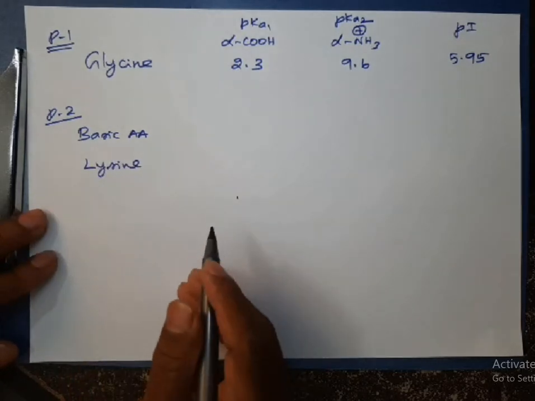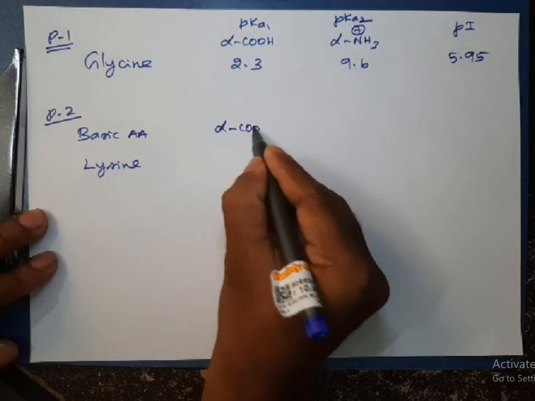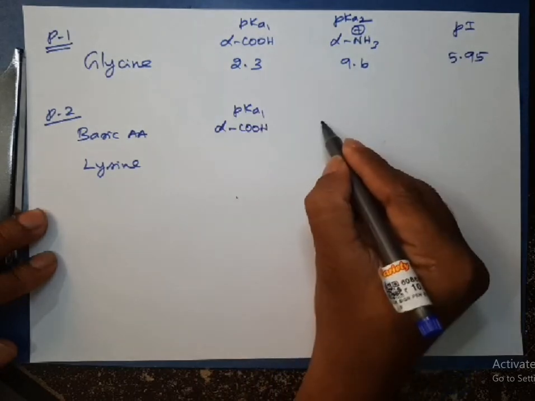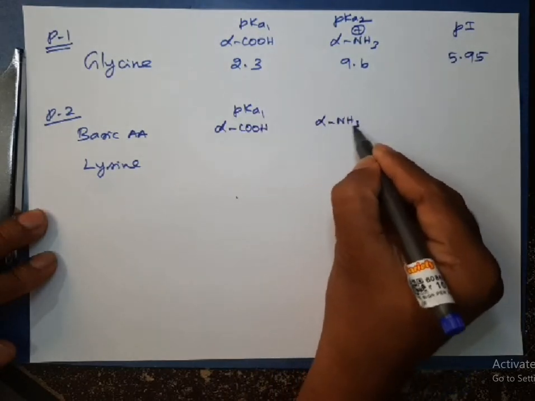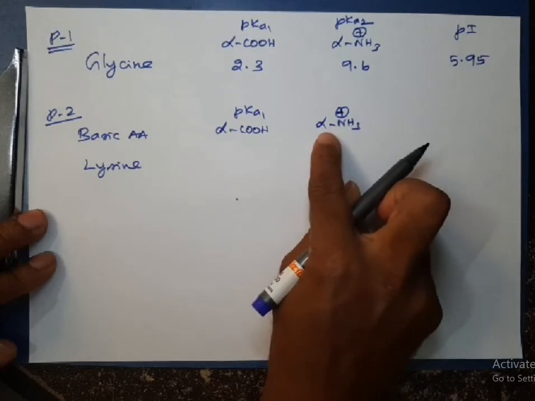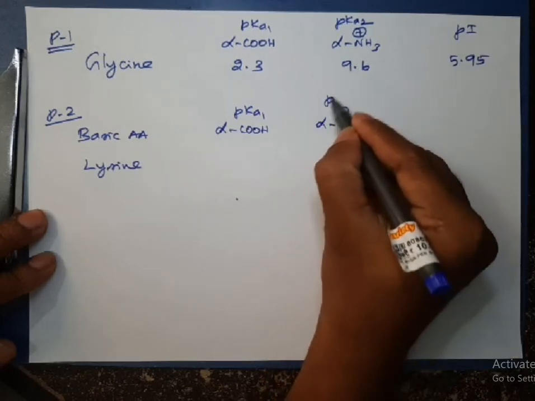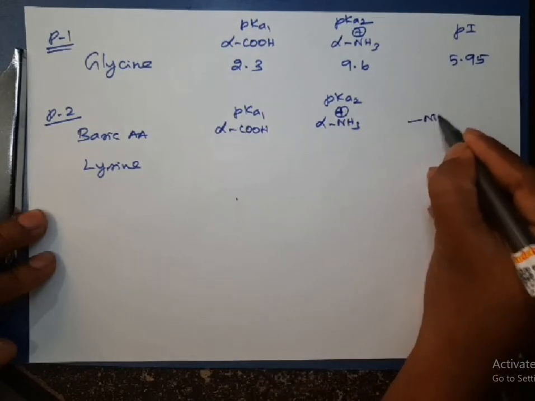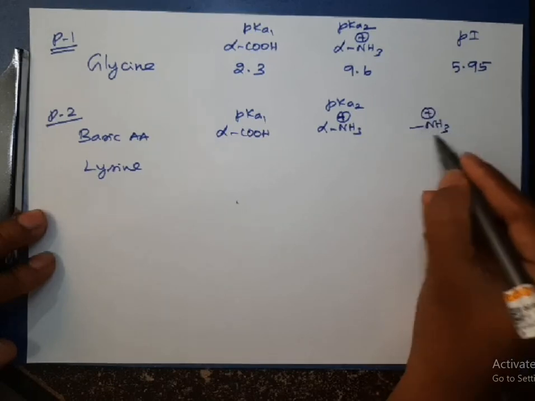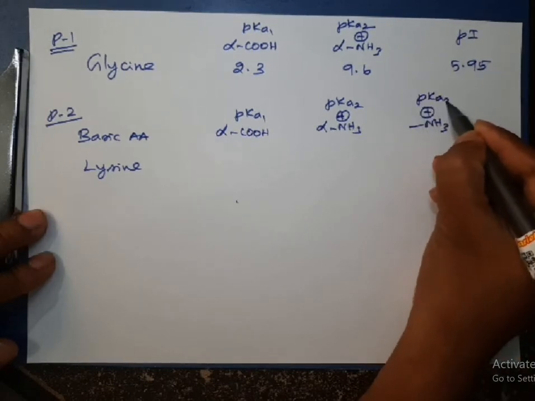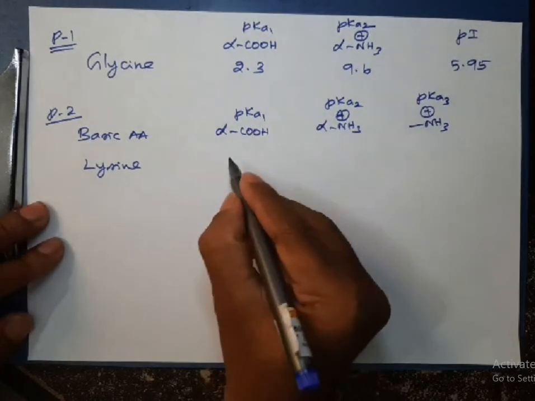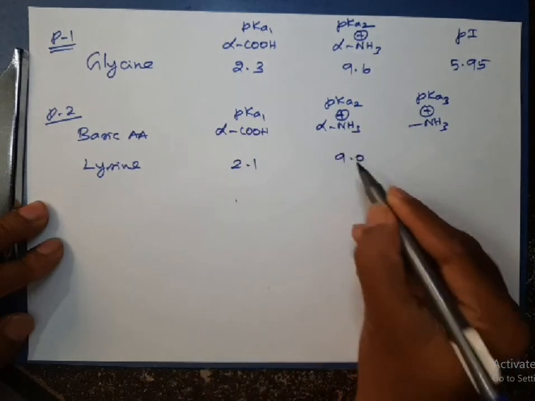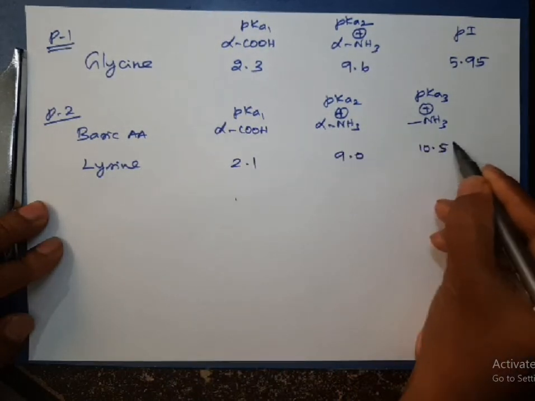In lysine, we have an acid group. Let me give the value as pKa1, and we have two amino groups. The alpha NH3 plus group is the amino group attached to the alpha carbon. For this, let the pKa value be pKa2, and we have one more amino group existing as a side chain. For this, the pKa value is pKa3. Let me give the values. For lysine, it is 2.1 for the acid COOH group, 9.0 for the NH3 plus group, and 10.5 for the side chain NH3 plus.